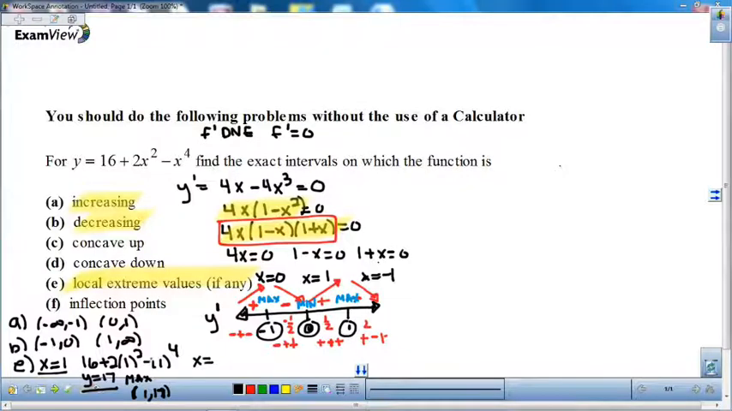When x is equal to 0, my y value is 16. So that is my min. So my min is 16 and it occurs when x equals 0. And when x equals negative 1, another local max is going to be 17. So I'm going to have two maxes at 1, 17 and negative 1, 17. And I'm going to have a minimum at 0, 16.